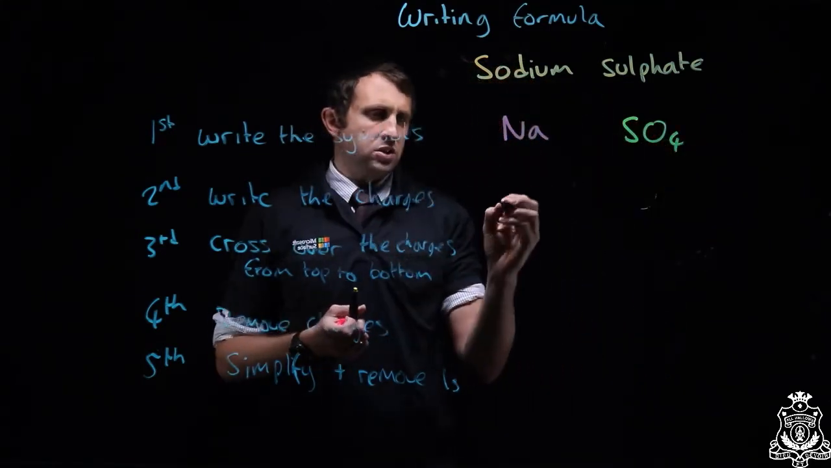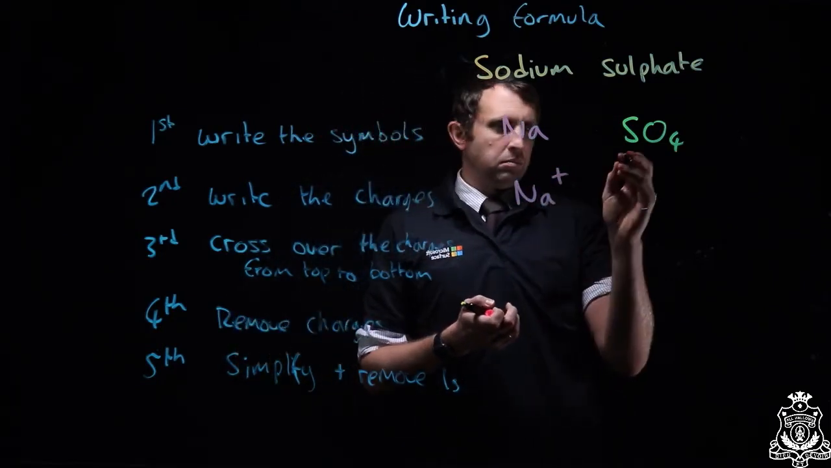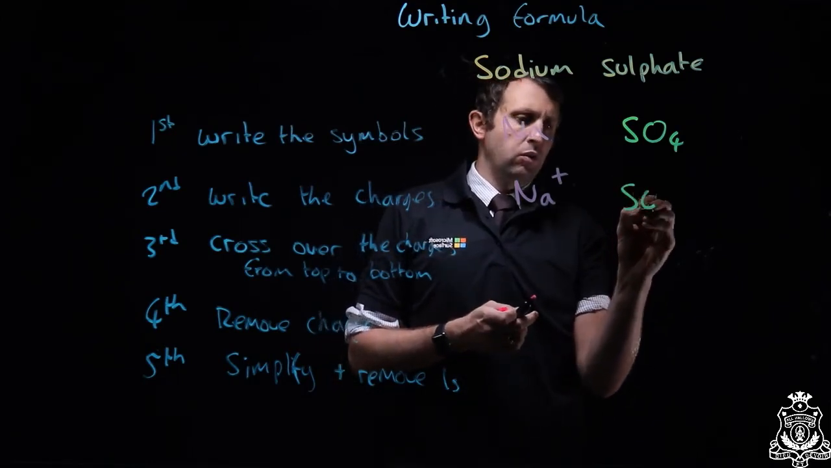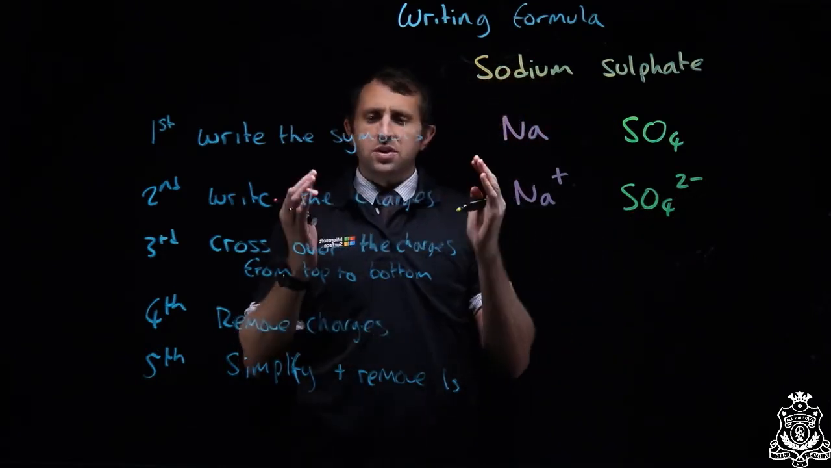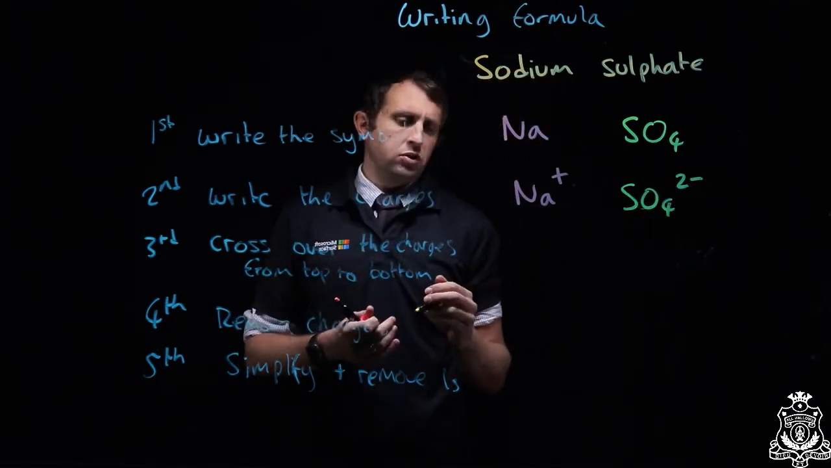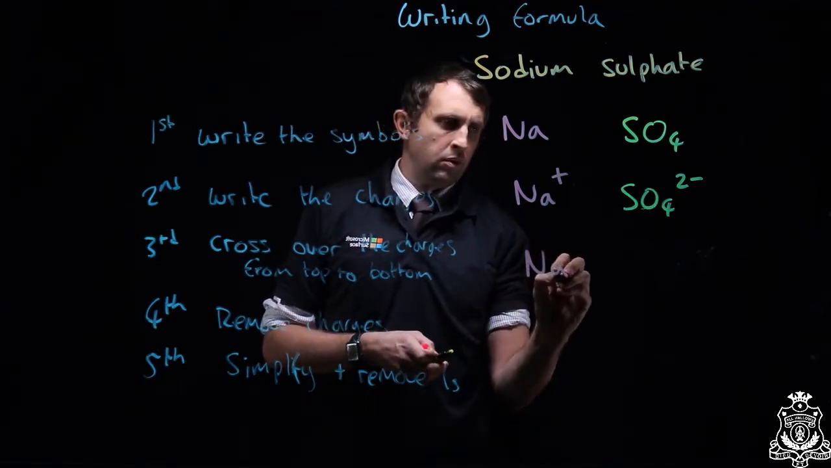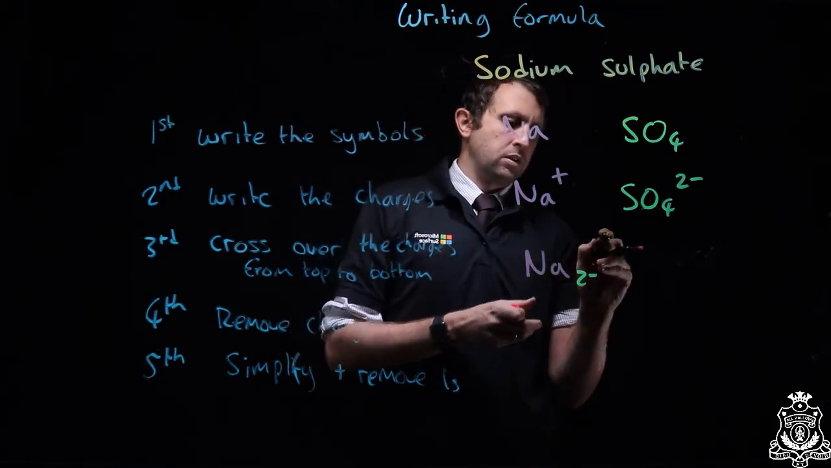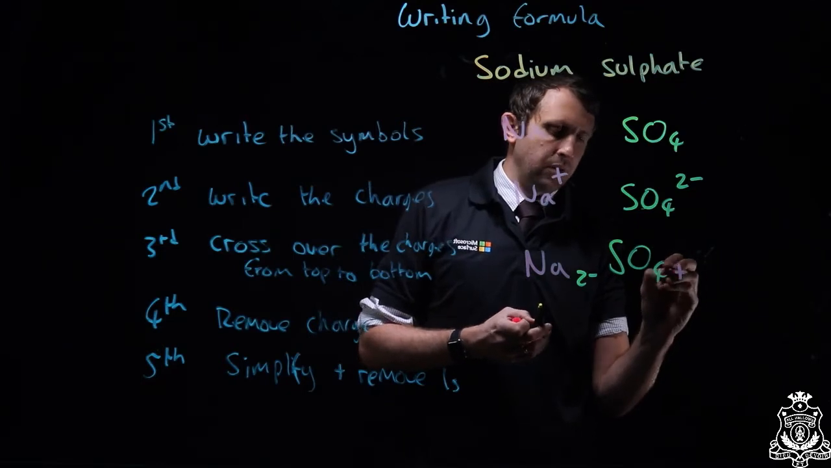Now let's write the charges. Sodium, we've done lots, +1. Sulfate is 2 minus. SO4 has a charge of 2 minus. Same principle, we swap the charges, cross over the charges. So we have sodium, it becomes 2 minus. Sulfate, that has the plus down there.